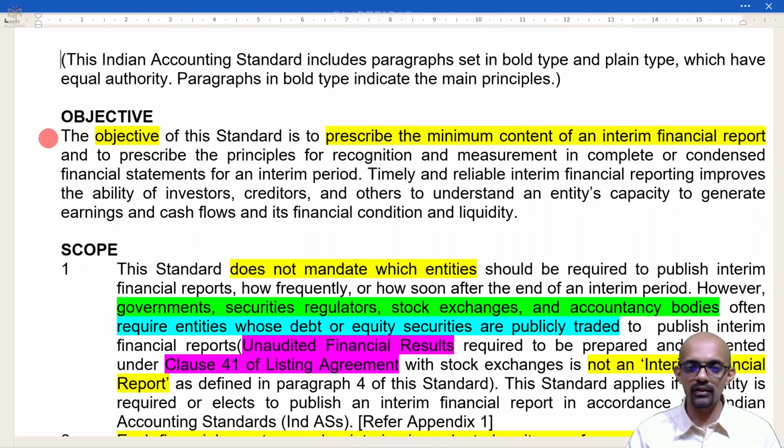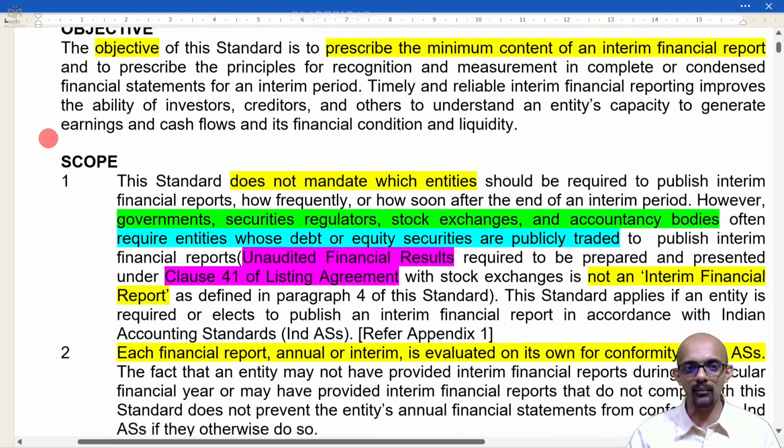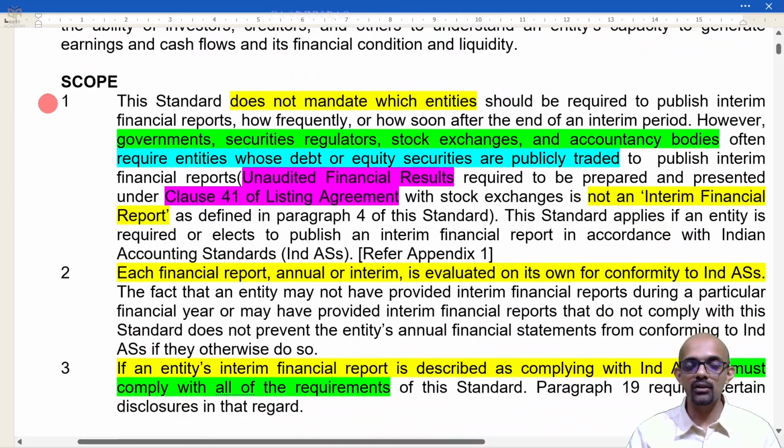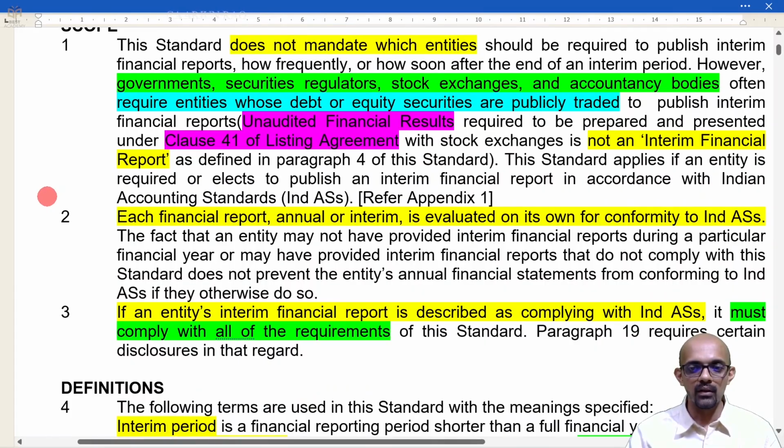The objective of the standard is to prescribe the minimum content of an interim financial report. The standard does not tell which entities should prepare interim financial reports. So that is as per law. So we look at the listing agreement and other regulations.